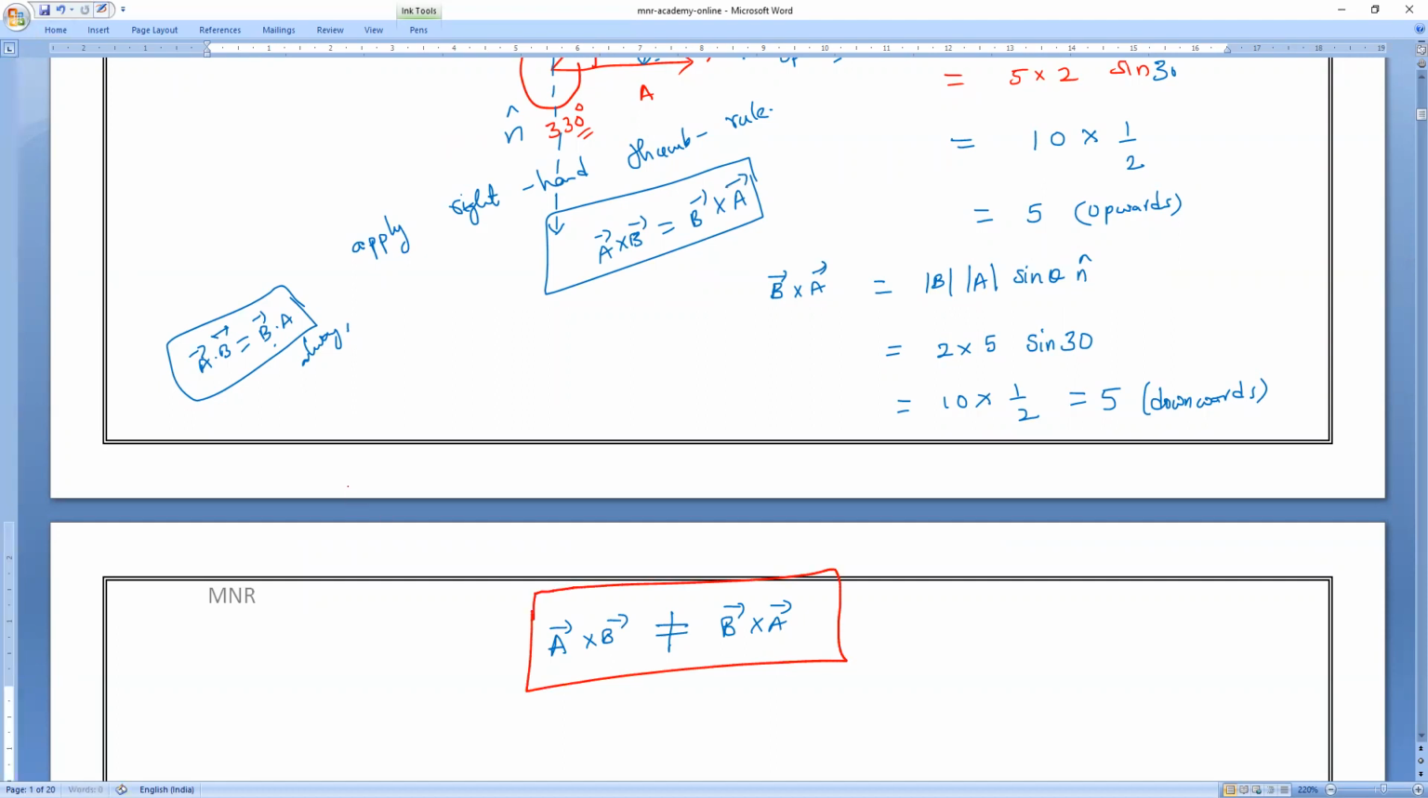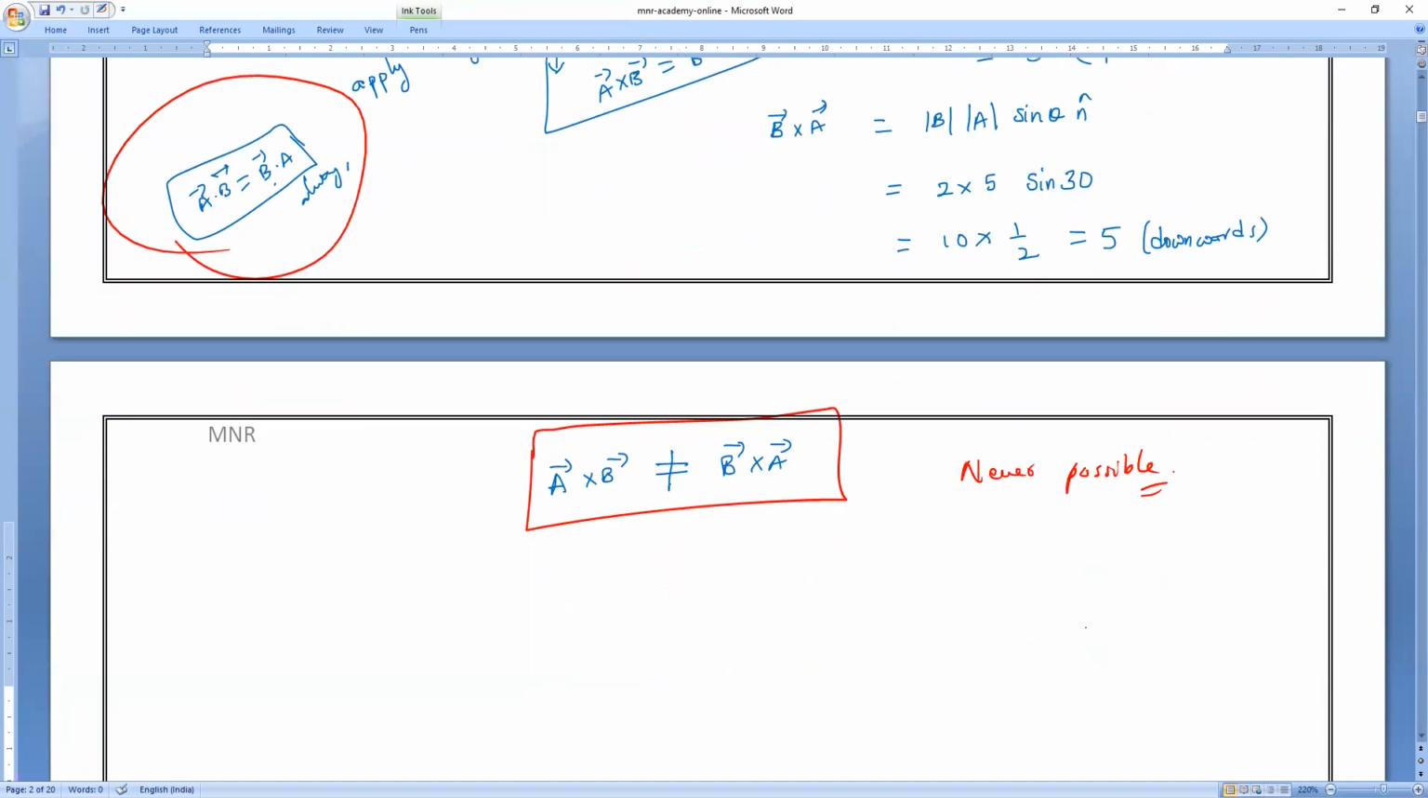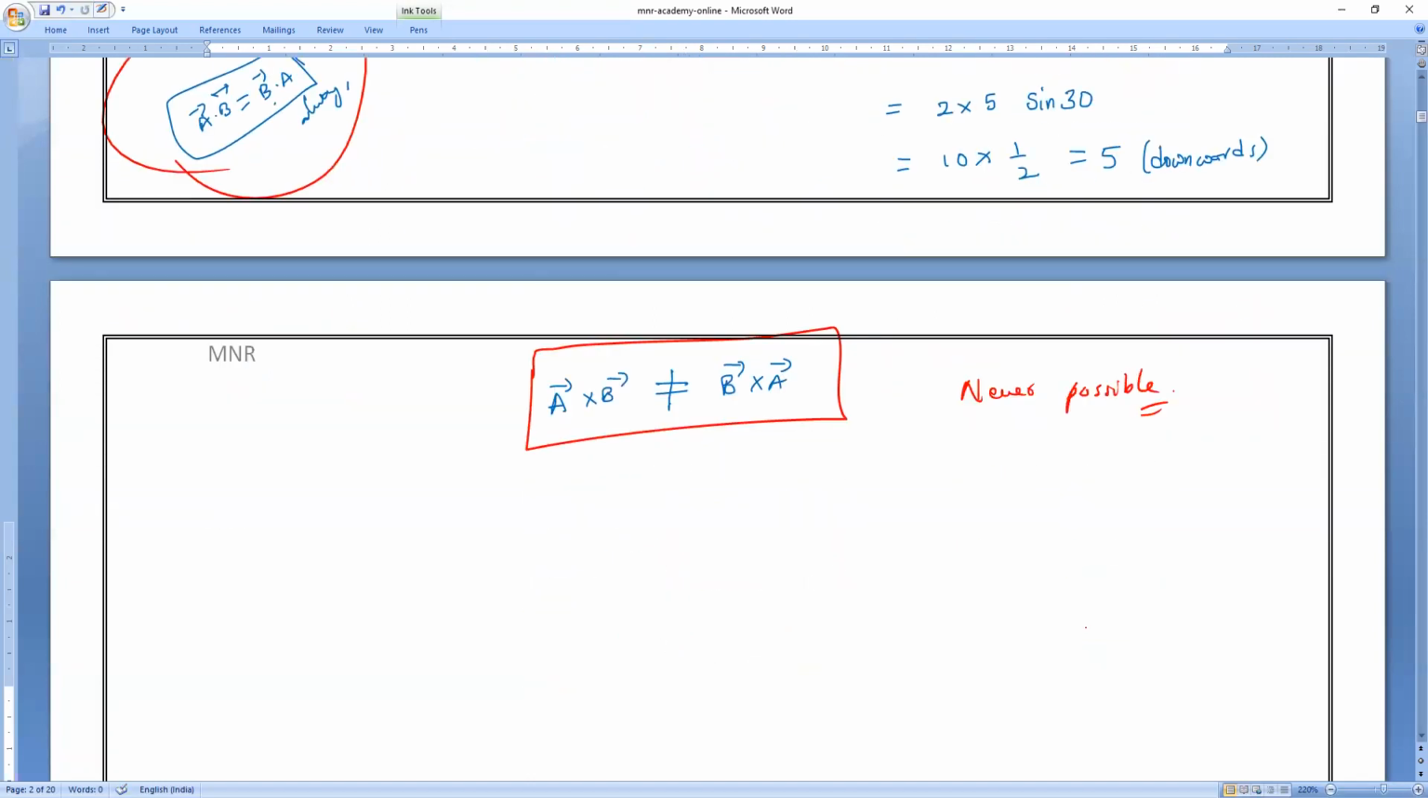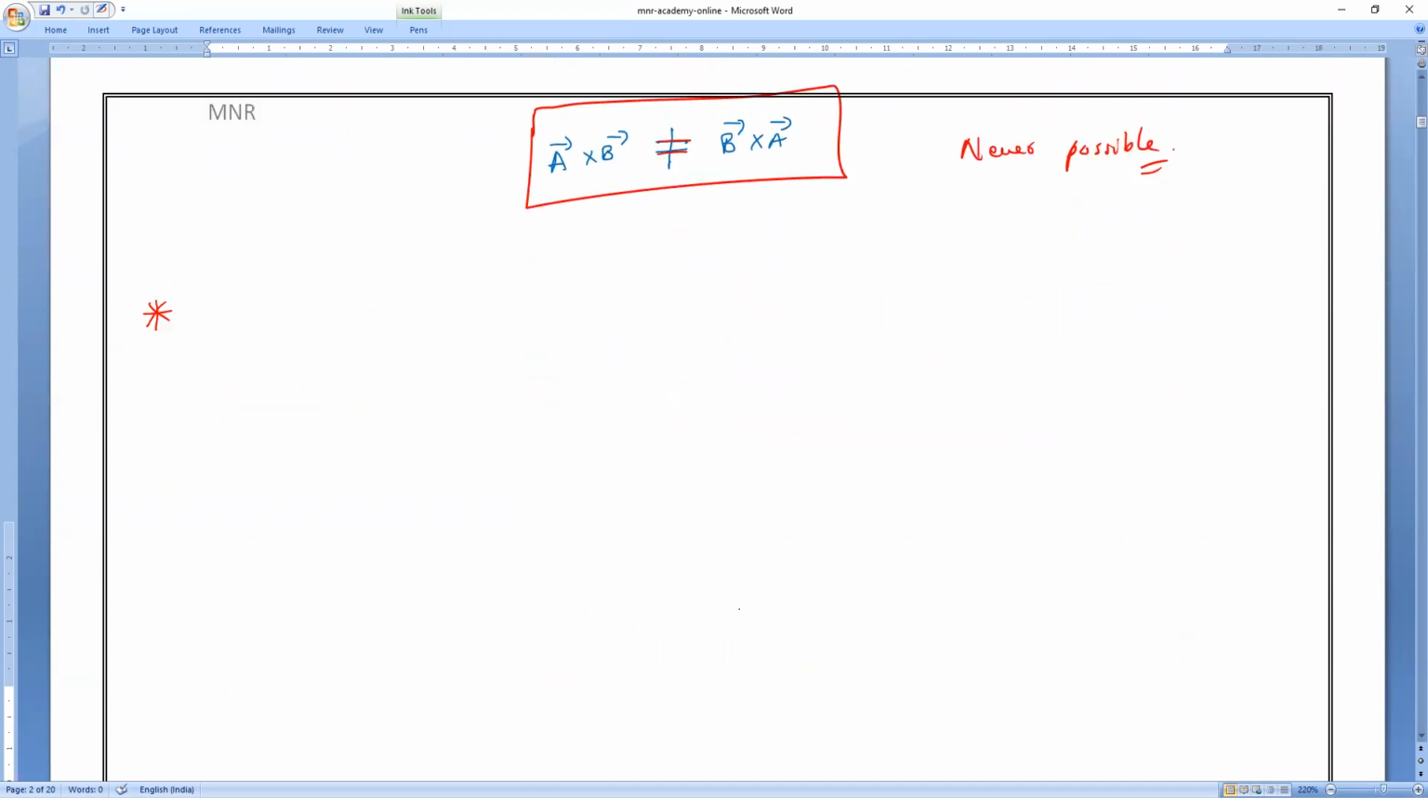So be very careful. But dot product, it is possible, not cross product. It will never be possible. Is it okay, guys? All of you understand? That is what you have to remember. Always remember A cross B is not equal to B cross A, but for dot product it is true. Now remember the rain umbrella problems and the river boat problems and all.